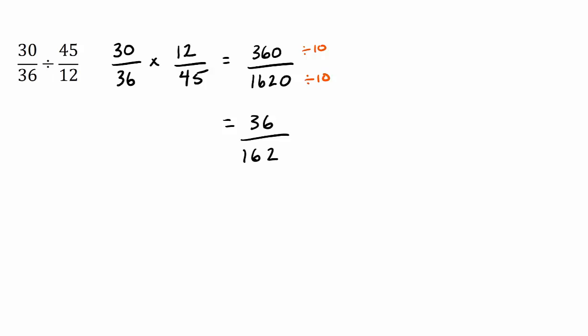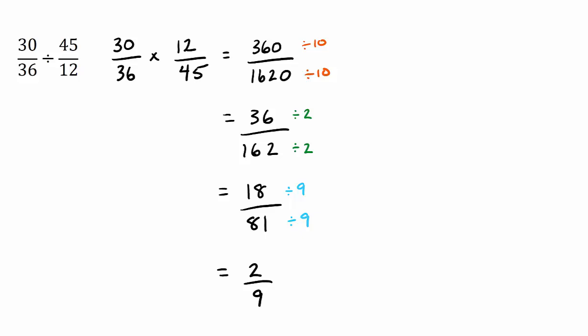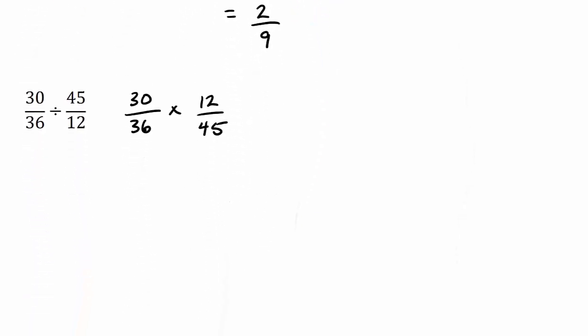I still have some work to do here, so I'm going to start off by dividing each by 2 because I can see that they are divisible by 2, because they're both even. That is then going to take the answer to 18 over 81. And then I can finally see in my last reduction that these are each divisible by 9. So I'm going to divide each by 9, and I'll get my final answer of 2 over 9, which is in fully reduced form.